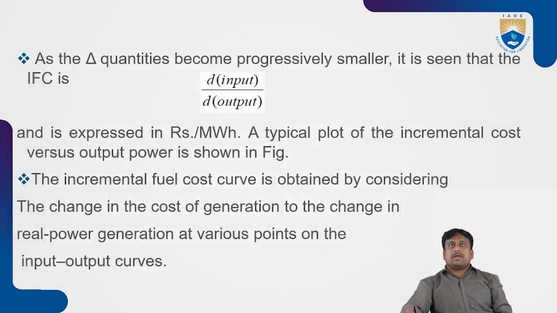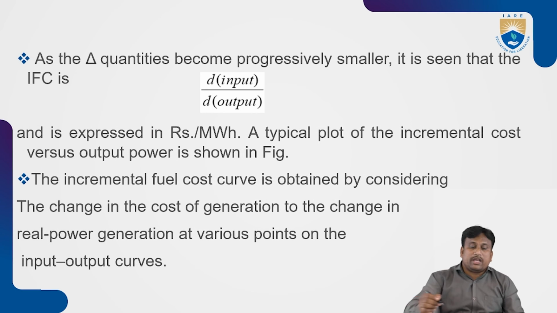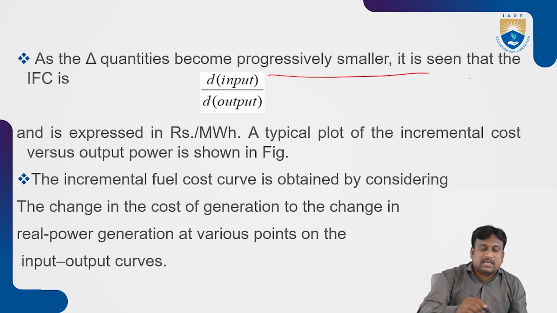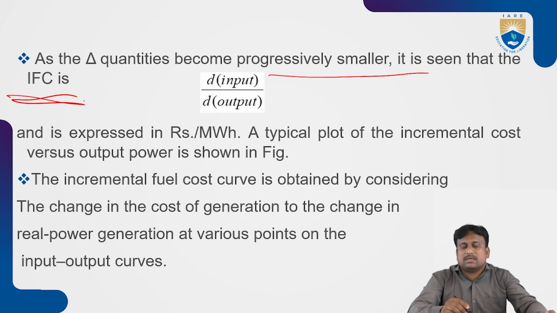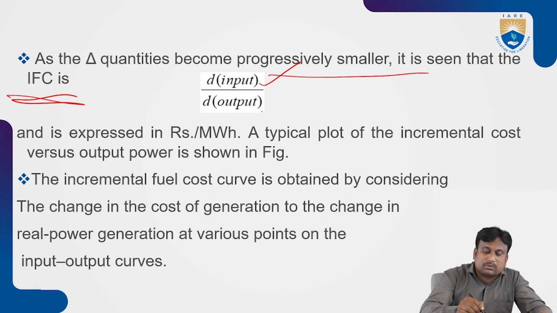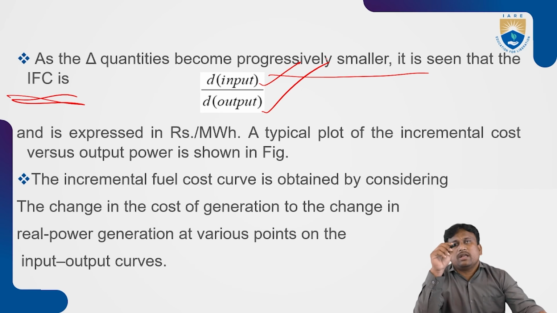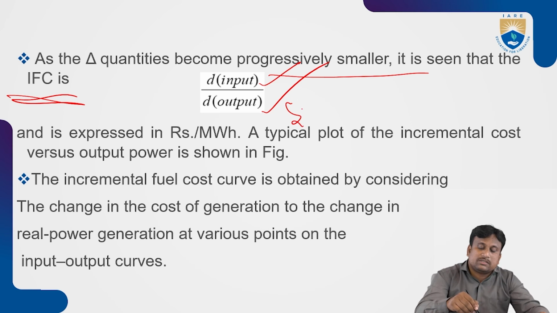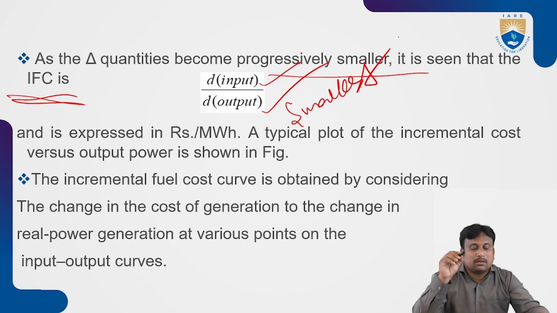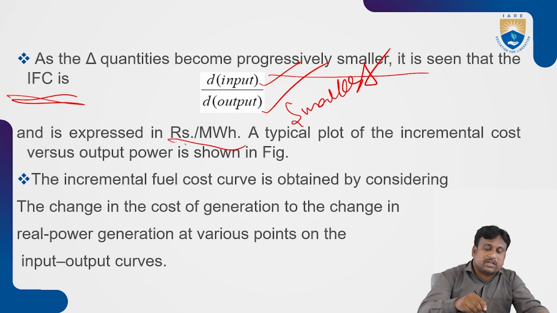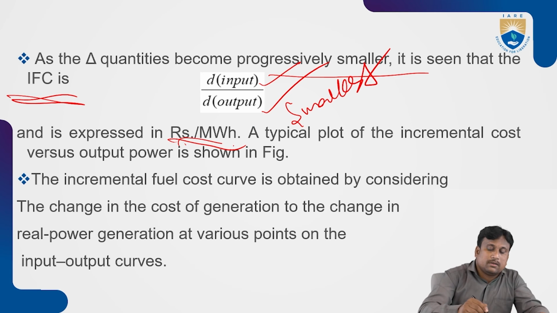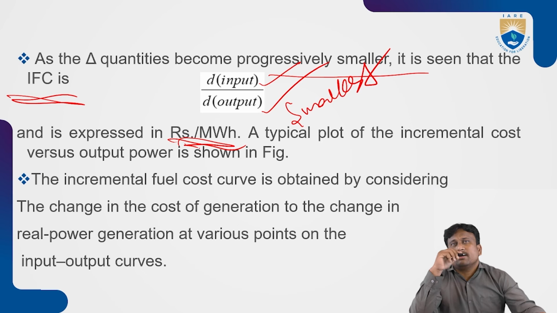So what happens here is, as the delta quantities become progressively smaller, the incremental fuel cost is the change in input to the change in output, that is dInput to dOutput. It represents the change in input to the change in output over a very small range. So here it is expressed in rupees per megawatt hour.